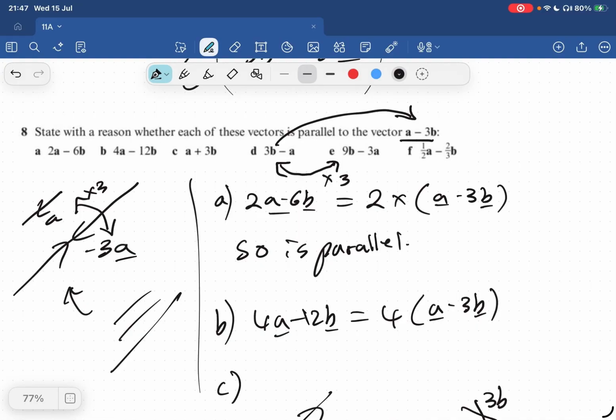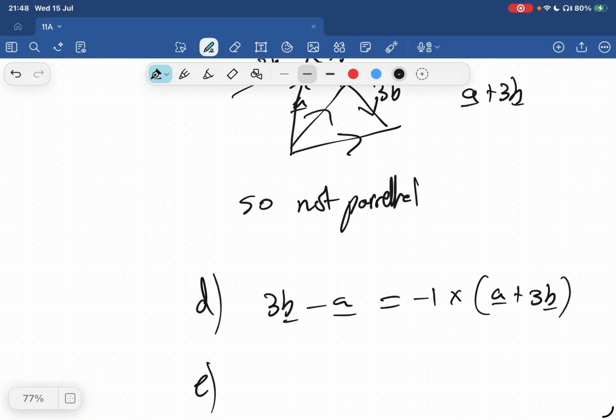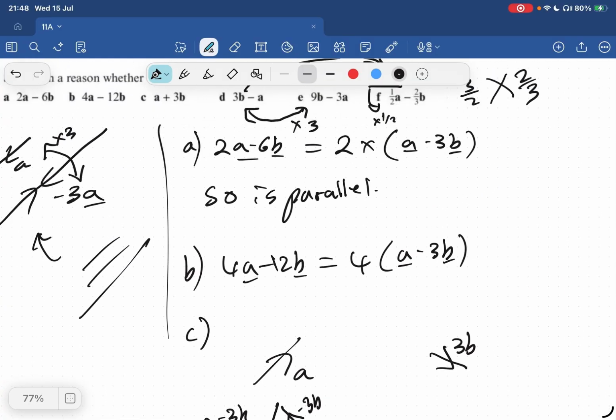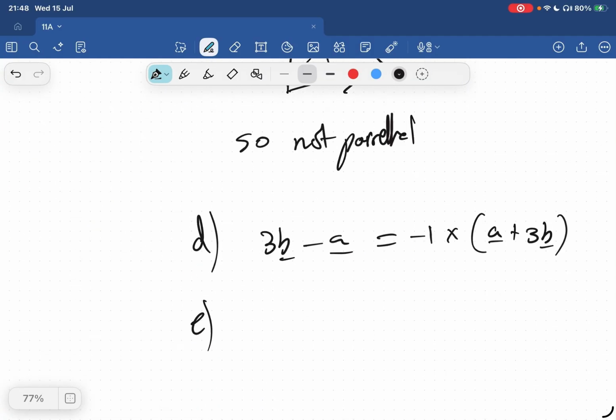Now what about this here? Is there something that we can multiply both sides by to get what we want here? Let's look at what A has been multiplied by. A has been multiplied by a half. So B has to be multiplied by a half, and we get 3 over 2, not 2 over 3. So that means that can't be right.